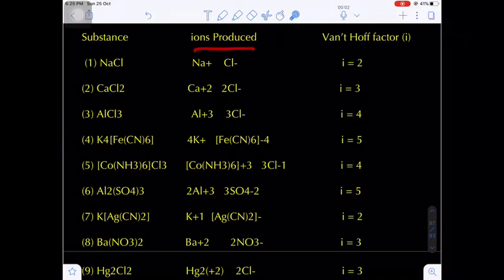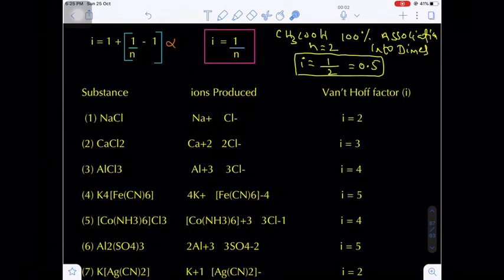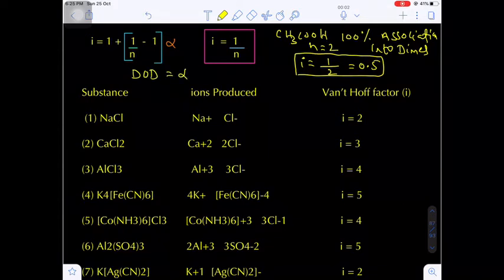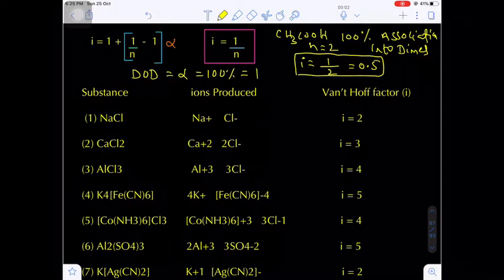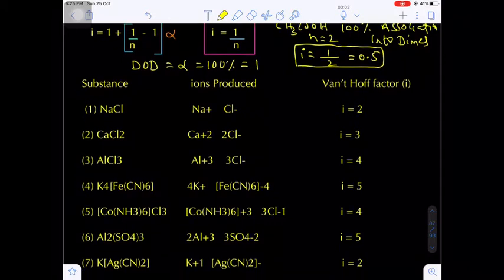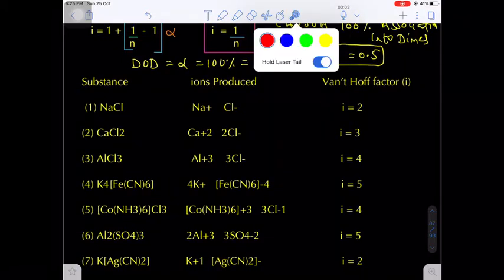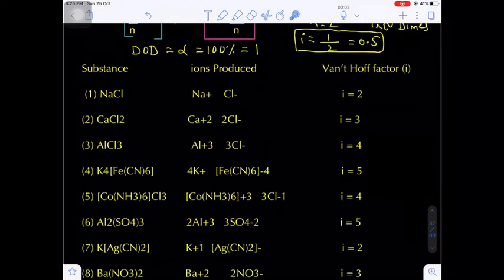Substance, ions produced, and what is the Van't Hoff factor. Here, unless the degree of dissociation is given, I am assuming the degree of dissociation alpha value to be 100%, that is unity, the maximum value I am assuming. Are you getting my point?